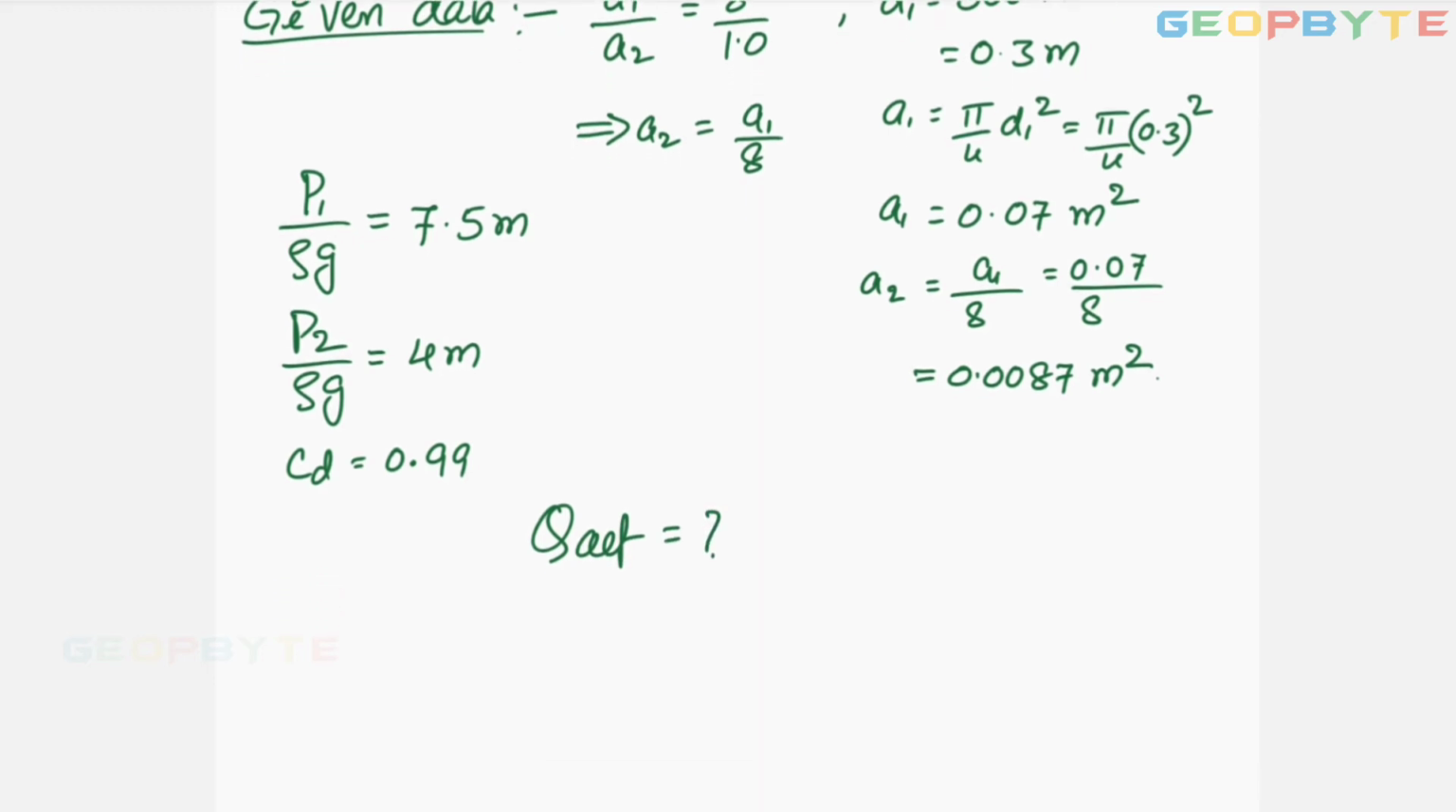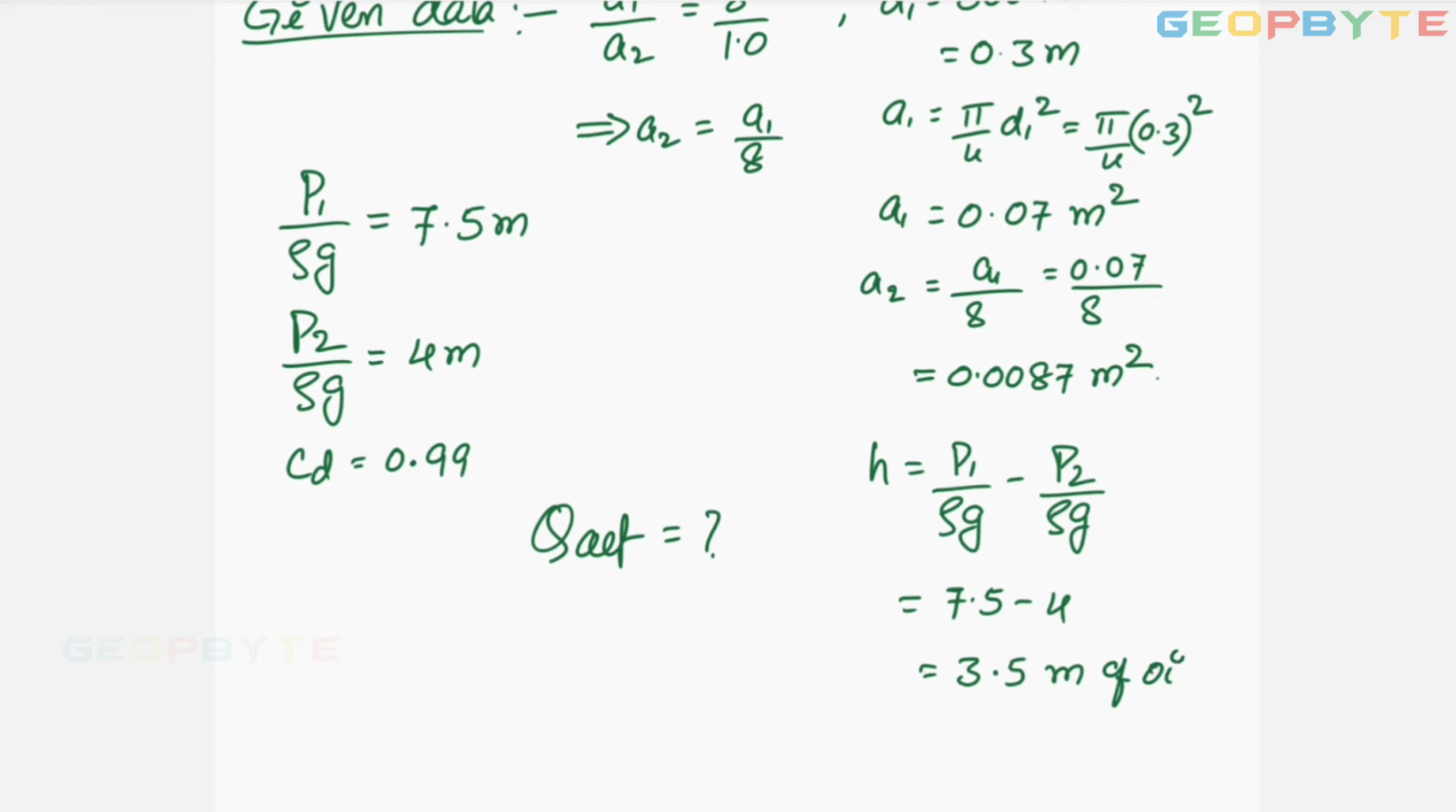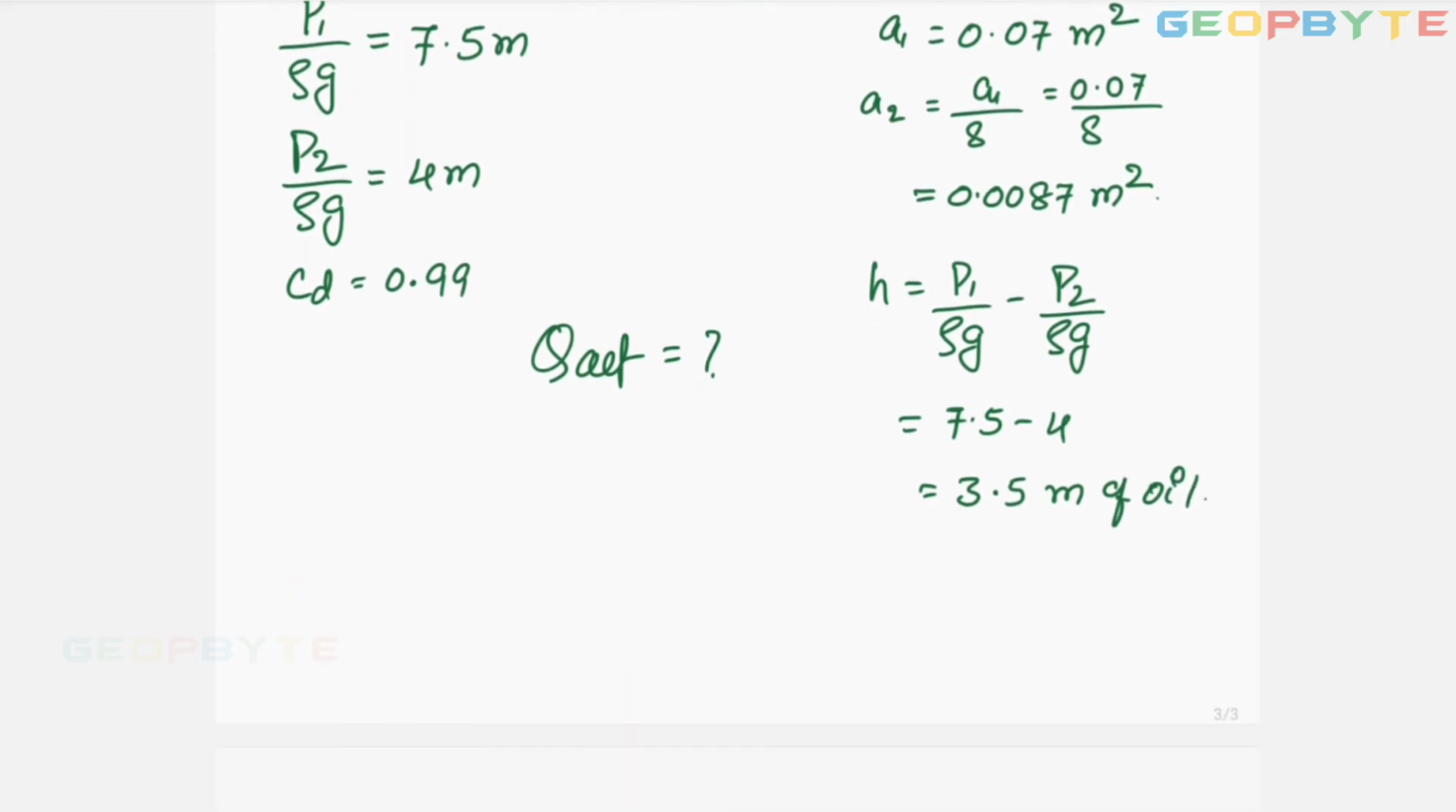Very easy. First find the H, pressure head H equal to P1 by rho g minus P2 by rho g. So P1 by rho g 7.5, P2 by rho g 4 is equal to 3.5 meters of oil. Now the actual discharge.